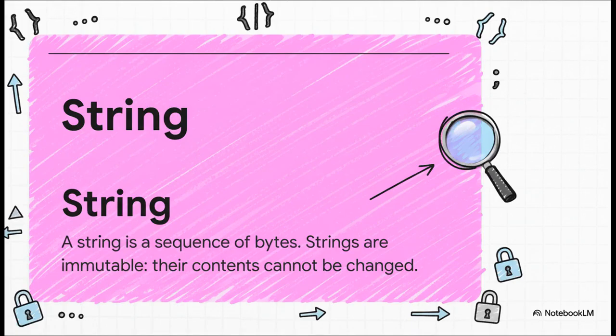Now, strings in Go are really interesting. They are immutable, and that's a super important word here. It means once a string is created, you cannot change it, period. If you think you're changing a string, what you're actually doing is creating a whole new one. This sounds like a limitation, but it's a huge safety feature, especially when you have multiple things happening at once. You can pass a string around and know with 100% certainty that nothing is going to mess with it.